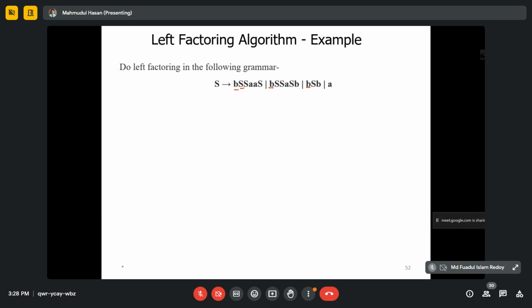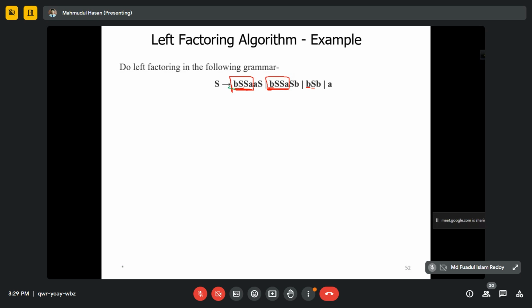Okay, then S and S. That is also a common prefix problem. But there is no S. That means this BSSA, BSSA part is actually common for these two production rules. Is it? Yes, sir. But just a minute.